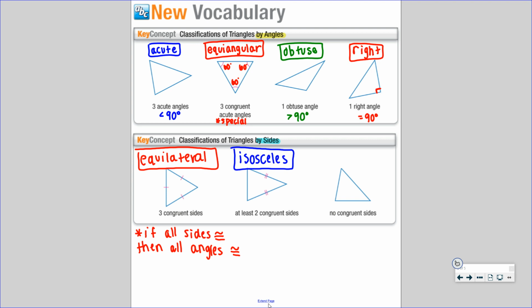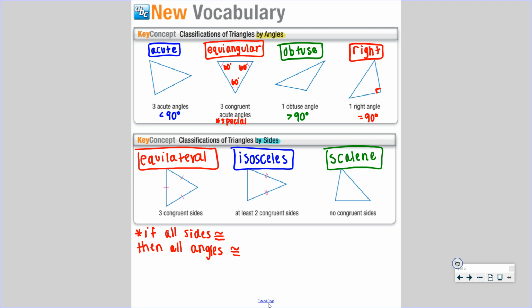Isosceles is two congruent sides, right? Isosceles. I struggle with the spelling of that. That's how you spell it. It's if you have at least two congruent sides. Do you remember what no congruent sides is? Scalene. Oh, it's a scalene triangle. Okay, so kind of new vocab, but you've seen this before.